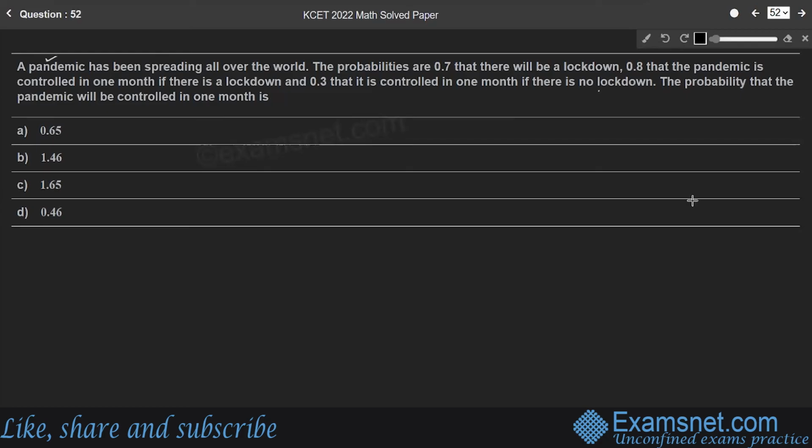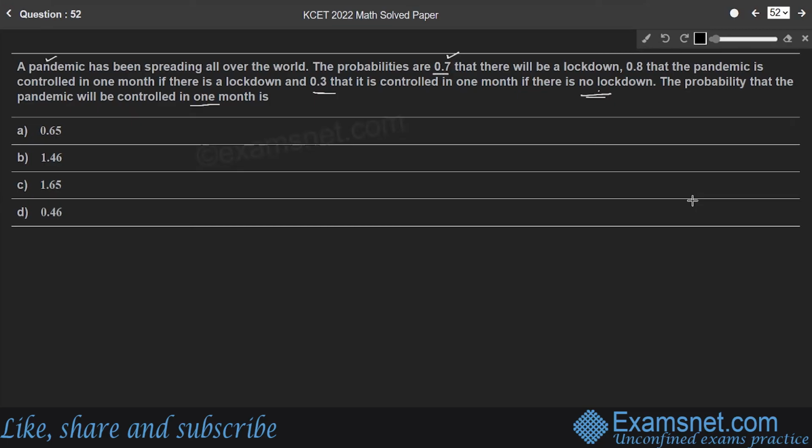Question 52. A pandemic has been spreading all over the world. The probabilities are 0.7 that there will be a lockdown, 0.8 that the pandemic is controlled in 1 month if there is a lockdown, and 0.3 is the probability that it is controlled in 1 month if there is no lockdown. The probability that the pandemic will be controlled in 1 month is. So students, the probabilities are 0.7 that there will be a lockdown. So we'll consider two events, event 1 and 2. So event 1 is the probability of being locked down.